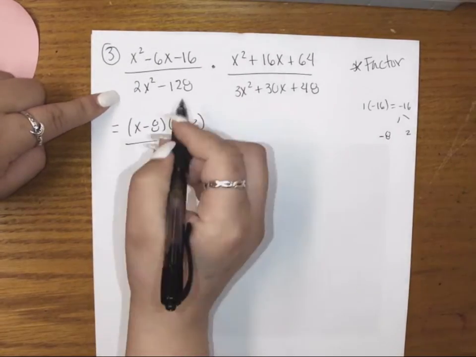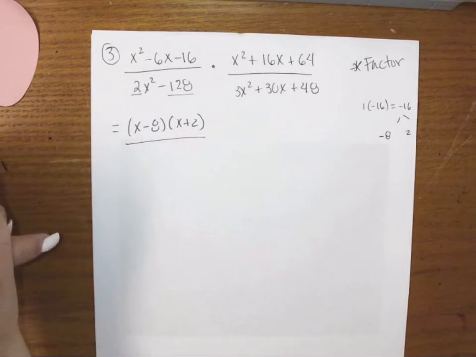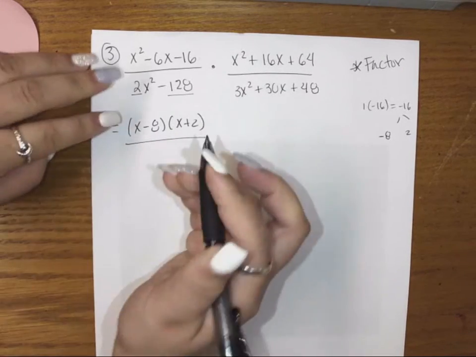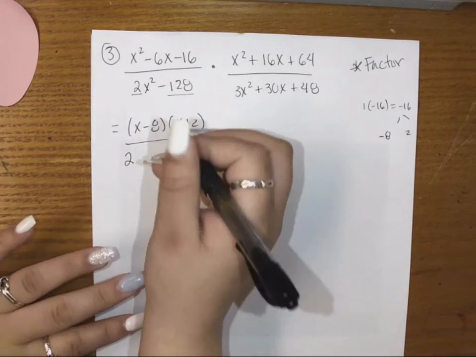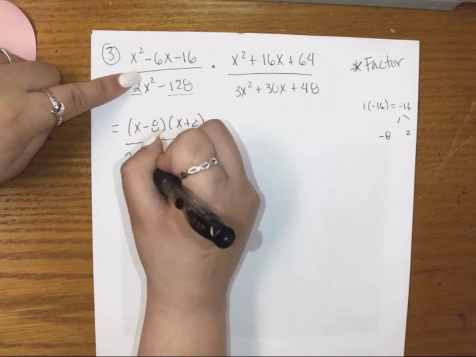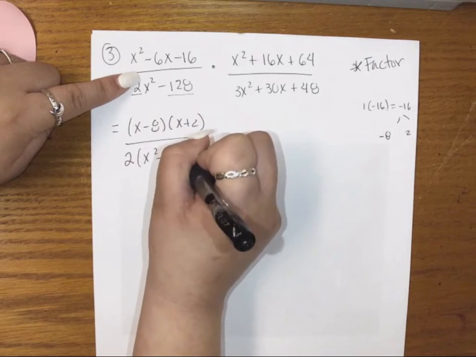On the bottom, I can see that we have a 2 and a 128. They're both divisible by 2, so we can factor out the greatest common factor of 2. So when we do that, we're left with x squared minus 64.